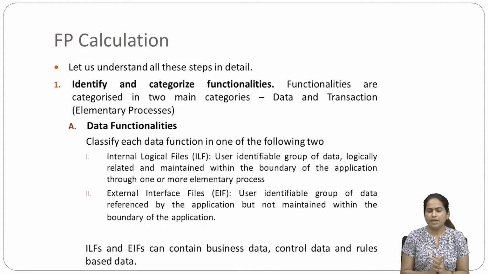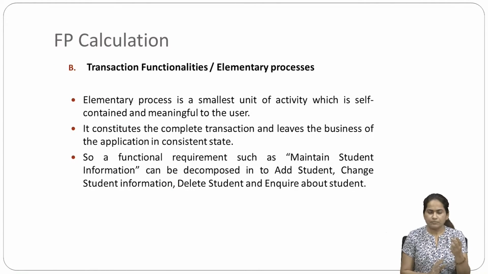ILF and EIF can contain business data, control data and rules based data. Which type of data will it contain? It may contain 3 types of data: business data, control data, or rules based data. Then the second type is transaction functionalities or elementary processes. An elementary process is the smallest unit of activity which is self-contained and meaningful to the user.